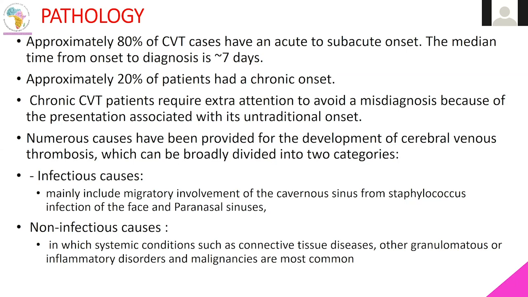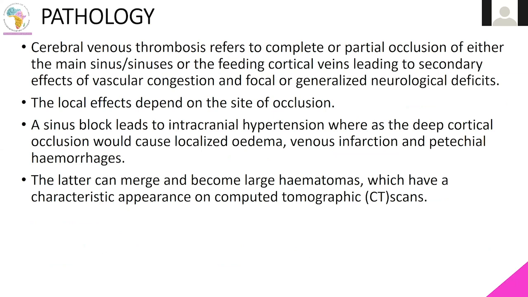Cerebral venous thrombosis refers to complete or partial occlusion of the main sinus or sinuses or the feeding cortical veins, leading to effects of vascular congestion and focal or generalized neurological deficits. The local effects depend on the site of occlusion. A sinus block leads to intracranial hypertension, whereas deep cortical occlusion will cause localized edema, venous infarction, and petechial hemorrhages.